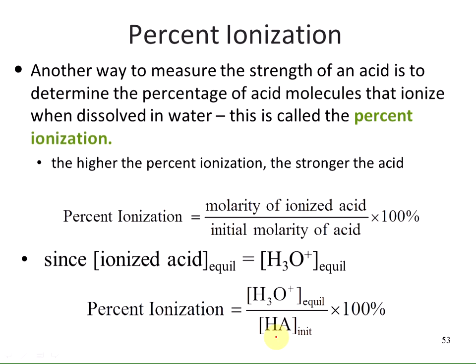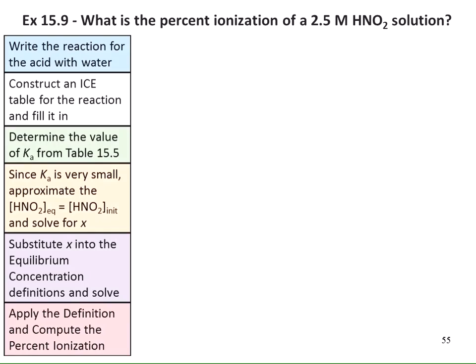So here we're looking at a problem where we're asked to calculate the percent ionization of a 2.5 molar nitrous acid solution. Our first step is to write the reaction for the acid with the water. So we have the nitrous acid dissolving in the water to make the NO2 minus and the hydronium ion. Then we need to set up our ice table where we have our initial amounts, our change, and then our equilibrium concentrations.